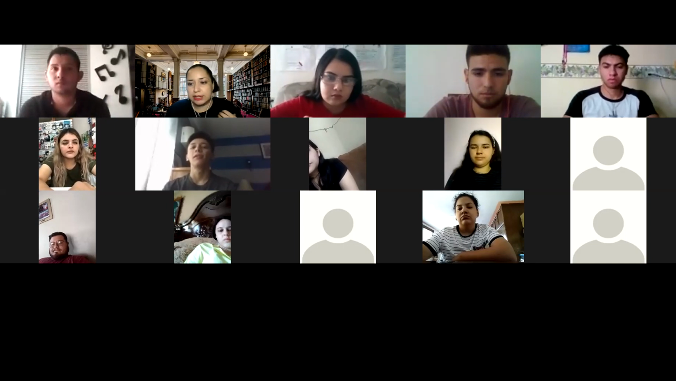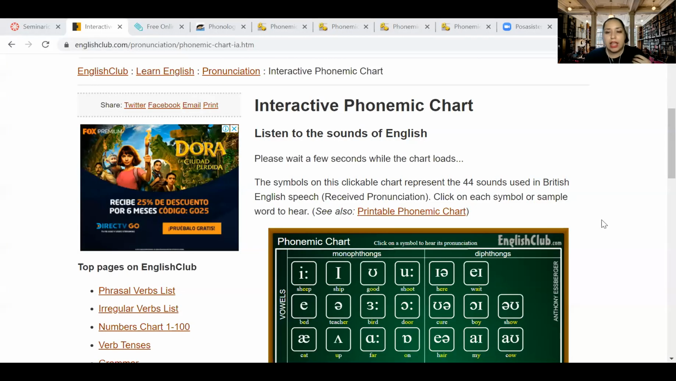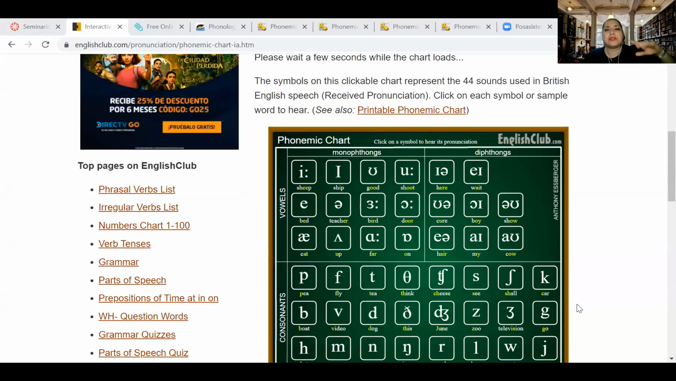Let's practice a little more of the phonemes. So you can just go back whenever you want to this page. It's on the PowerPoint presentation, and it's already on your Canvas platform. So you can just go and practice there. Let me check if it's supposed to have the sound ready.